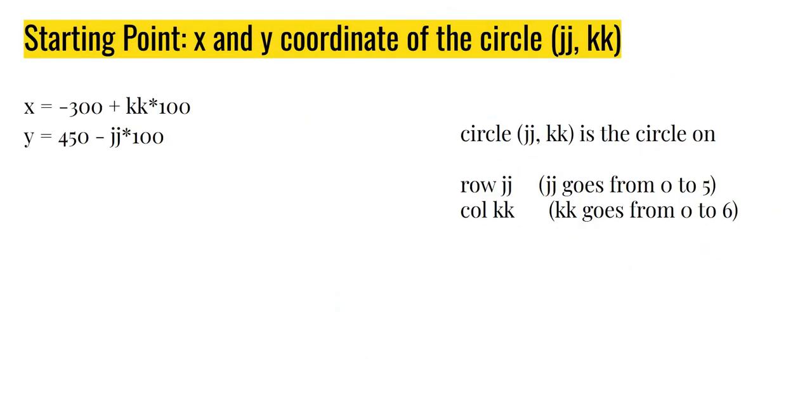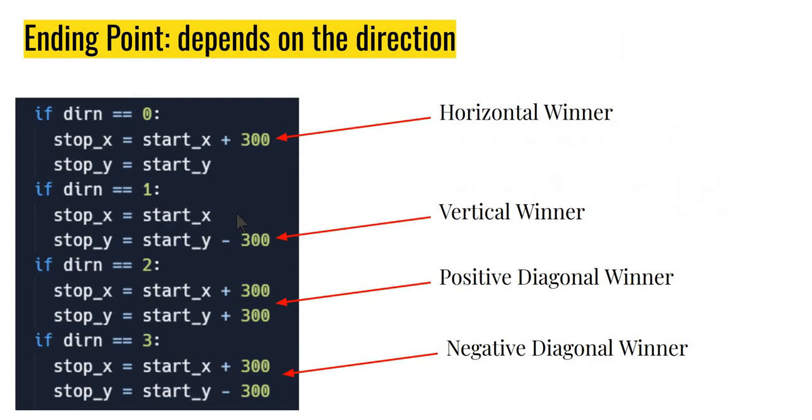Now, we know from our coordinate system that given, let's say, JJ, where the circle is, JJ being the row index, KK being the column index, the X and Y locations can be easily found. Once we know this and once we know the direction, for example, if I have direction 1, horizontally, then I know that my Y doesn't change, only my X changes. If I know I've won vertically, my X doesn't change. In fact, my Y changes, and Y decreases because I come from top to bottom.